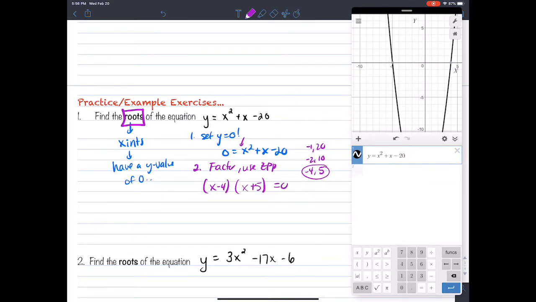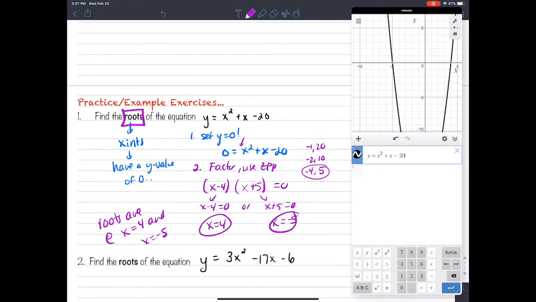Now that's equal to 0, so one of these things has to be 0, so x minus 4 could be 0, or this other thing, x plus 5, could be 0, in which case we get the answers of x equals 4 or x equals -5. So by definition, the roots are at x equals 4 and x equals -5.